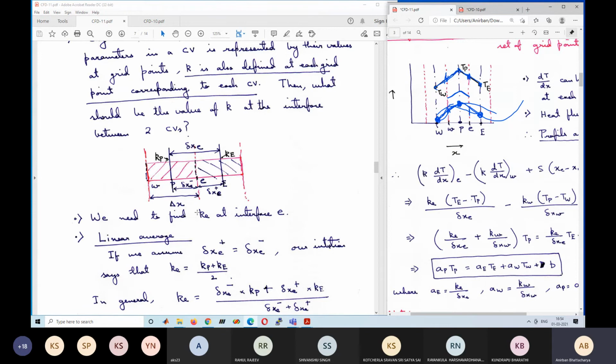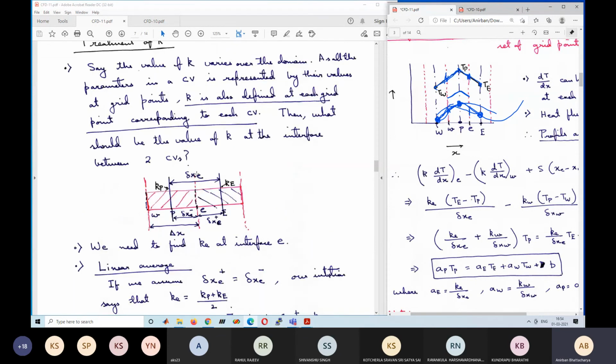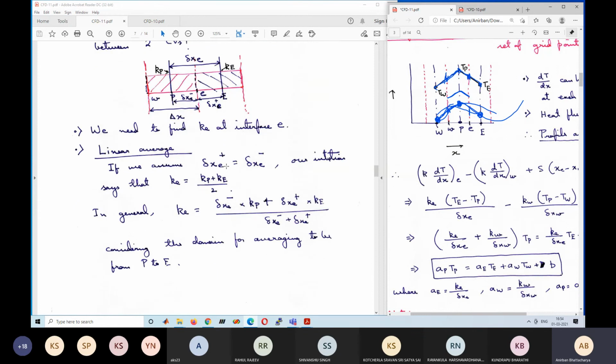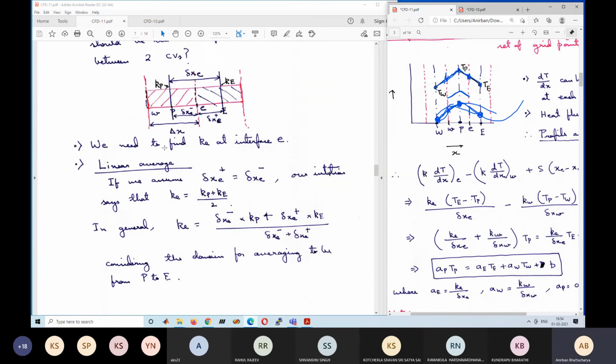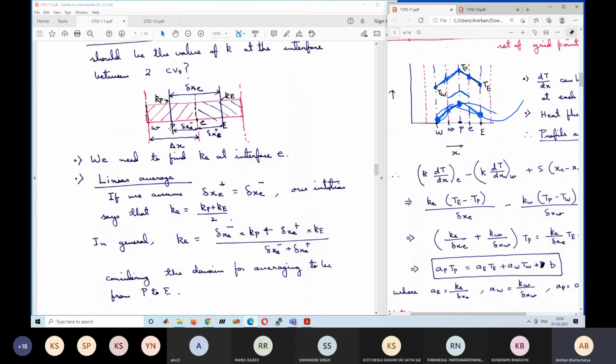We need to find the value of K at the interface e in terms of capital Kp and Ke. Why? Because K is defined at each grid point corresponding to each CV. Then what should be the value of K at the interface between the 2 CVs? Let us consider that this is just linearly averaged.